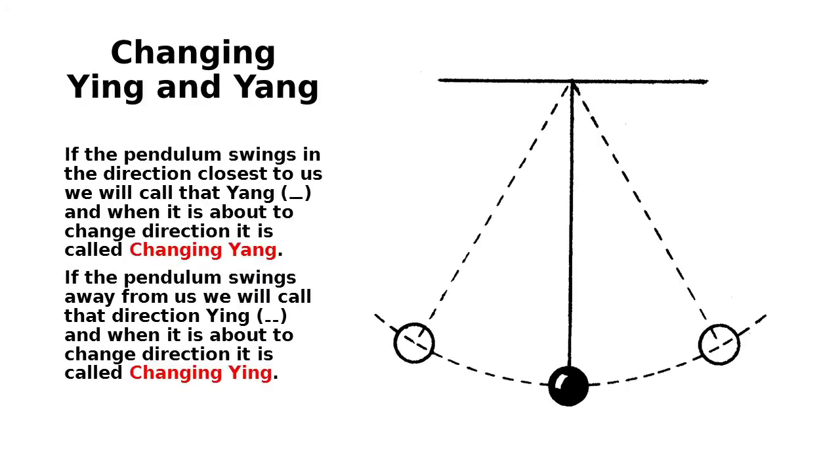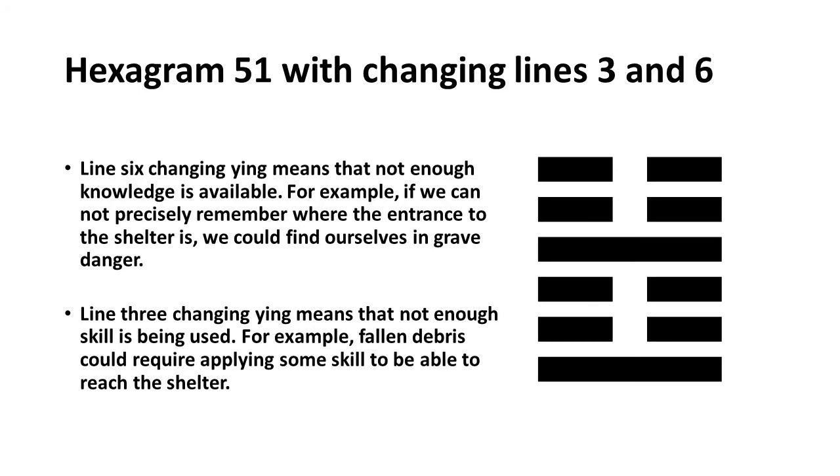A concept I haven't mentioned yet is that of changing yin or changing yang. Changing yang is when yang is about to change into yin, and changing yin is when yin is about to change into yang. Let's say that our hexagram 51 has 2 changing symbols or lines. Let's say, again randomly, lines 3 and 6.